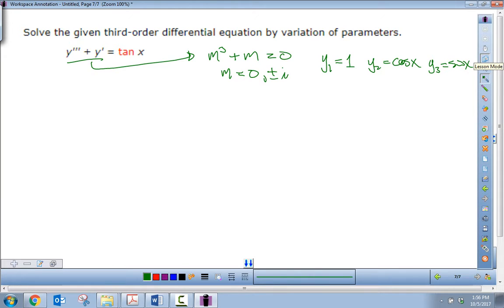So now we have 3 of them. So our Wronskian is going to involve the second derivative. So our W is going to be 1, cosine x, sine x. It should be in blue now.